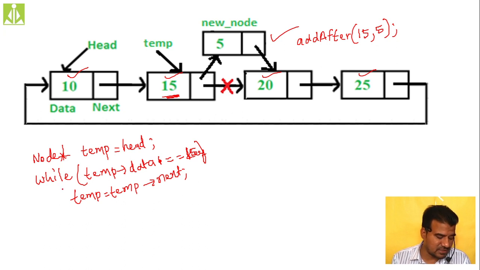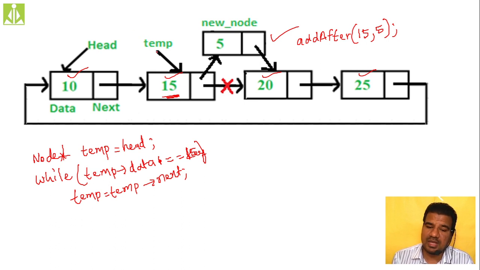Inside it, if it is happening like this, we'll do some modifications and this correction. So temp of next equals to new node, and new node of next equals to temp of next, like that we do.